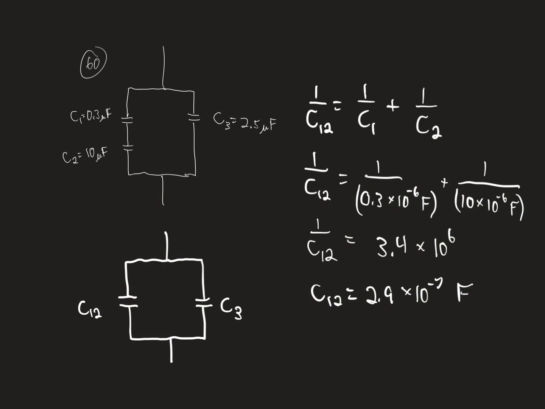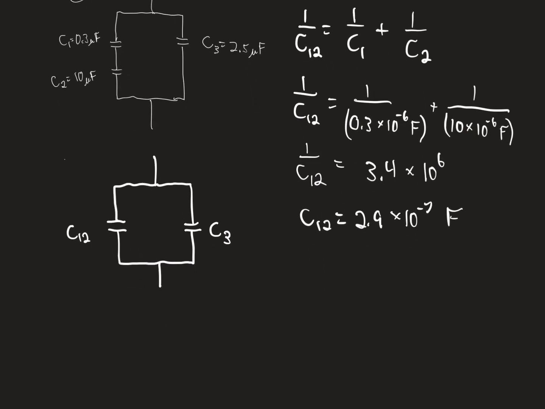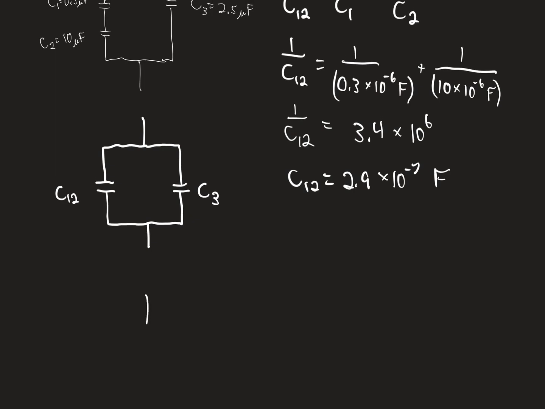Okay, so make sure you can get that. Plug that into your calculator. If you're not getting that, call me over, let me know. Okay, so that's what C12 is. And then I want to combine these two to give me just one capacitor. We'll call it C123. How do I get C123? There it is. C12 plus C3. C12 plus C3.